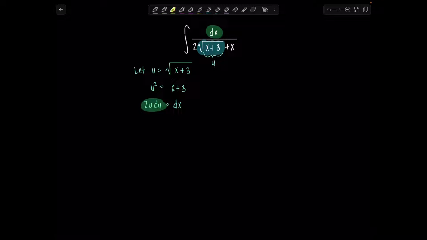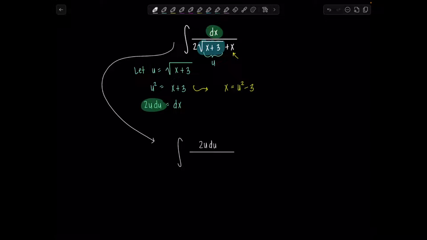But what do I do about this x over here? Well, you're going to come right to this step. Can't you solve for x in terms of u? We certainly can. x is equal to u squared minus 3. So now we're ready. We can totally rewrite this entire integral in terms of u now. So in the numerator, no more dx. We've got 2u du. In the denominator, I'm going to have 2u plus, remember, instead of x, we're going to replace it with u squared minus 3.